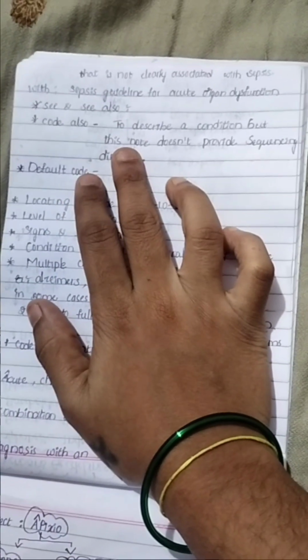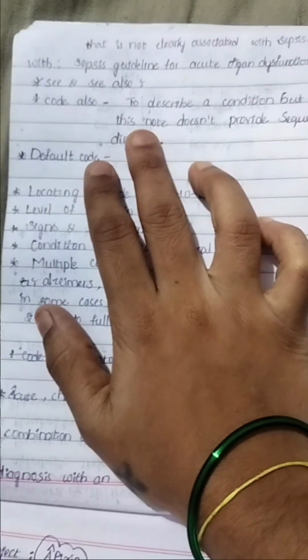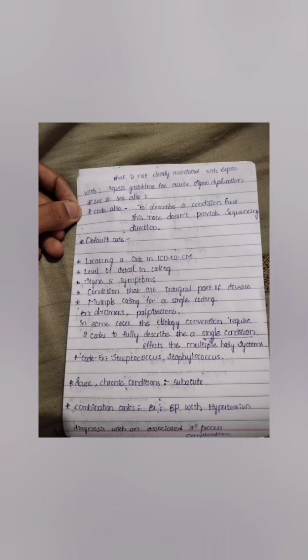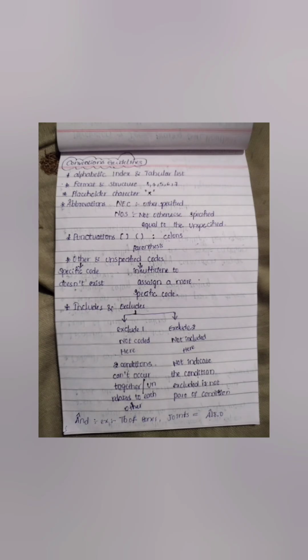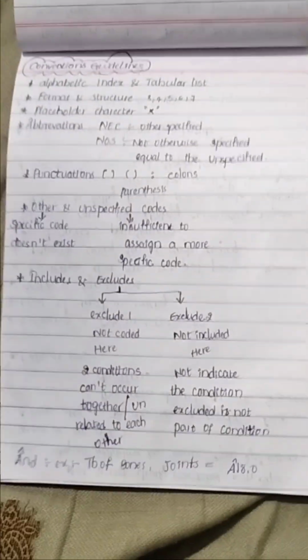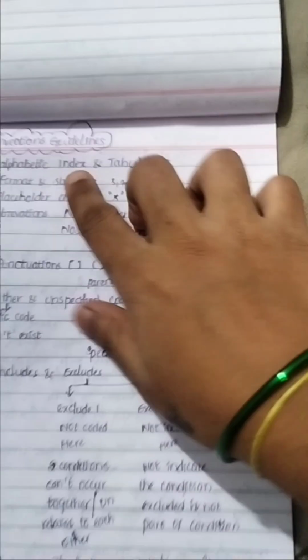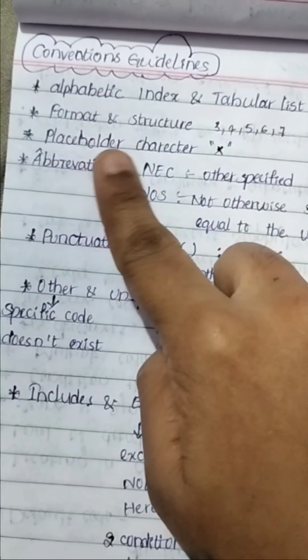ICD-10-CM level of detail in coding, and some signs and symptoms are there. Conditions with multiple codes for a single condition, for example Alzheimer's, which has multiple codes. In some cases the etiology convention requires 2 codes to describe the full condition. To describe a single condition, we may need many codes like this.